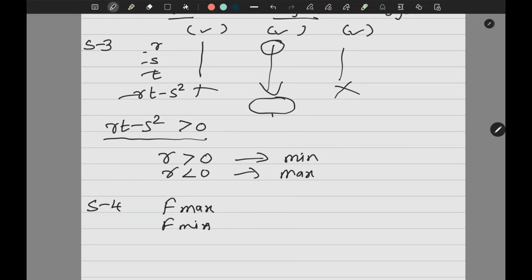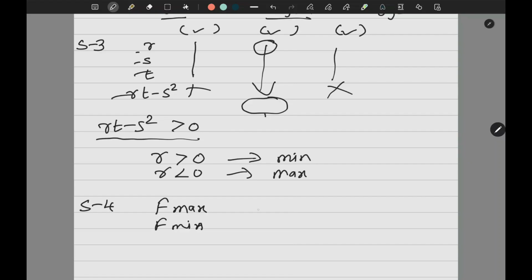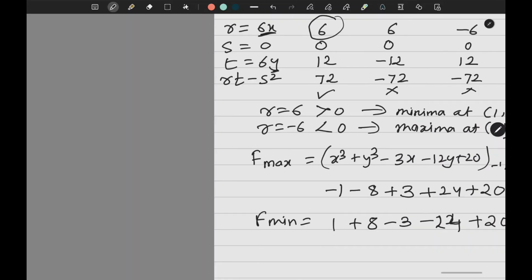Once I have the points where I have maxima and minima, I will write down the question and, taking the maxima and minima points, I will find out the maximum value and minimum value of the function. If I am talking about a temperature, I will calculate the temperature. So now let us do one question to understand this concept.